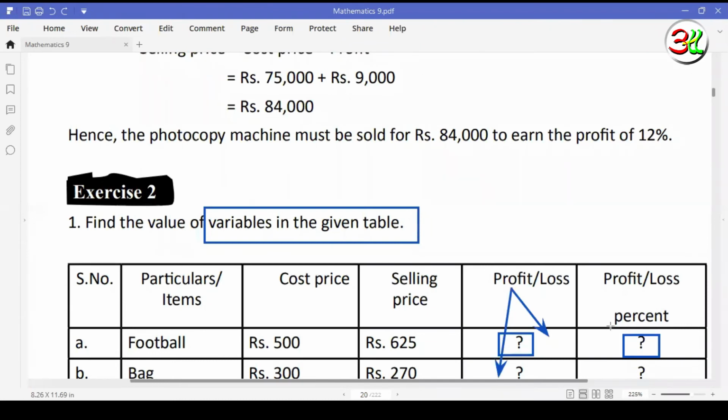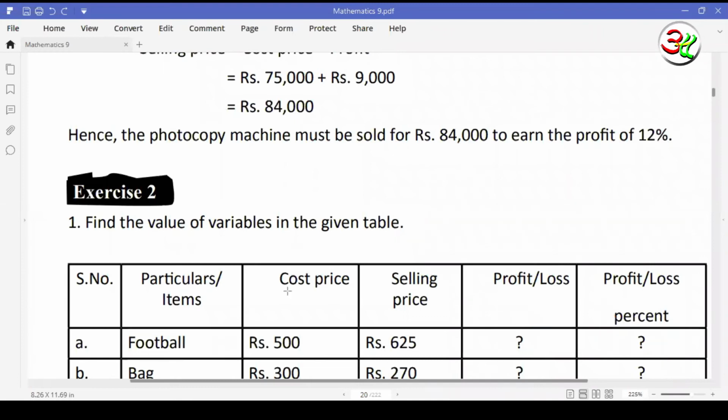And in this box we have to find out the profit or loss percentage, and in another box also the percentage. One we have to find out profit or loss amount, another we have to find out profit or loss percentage. Then go to the question.